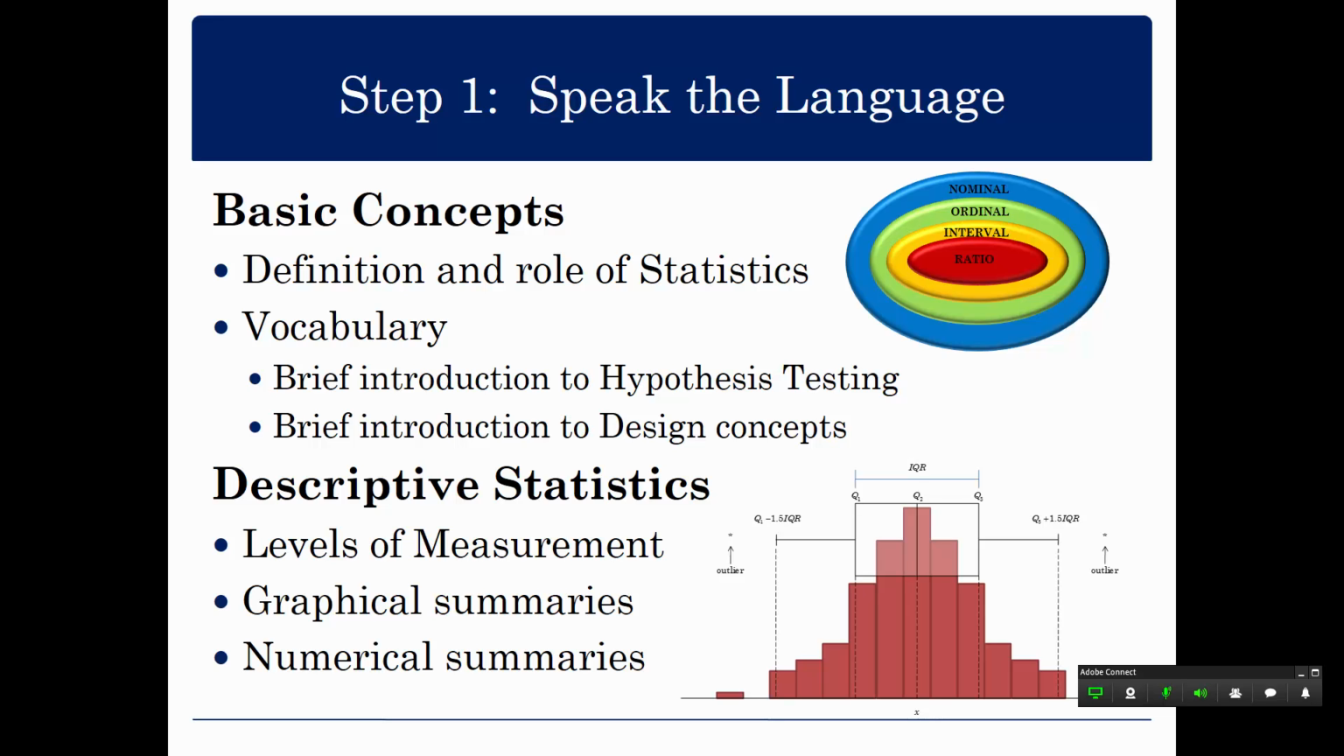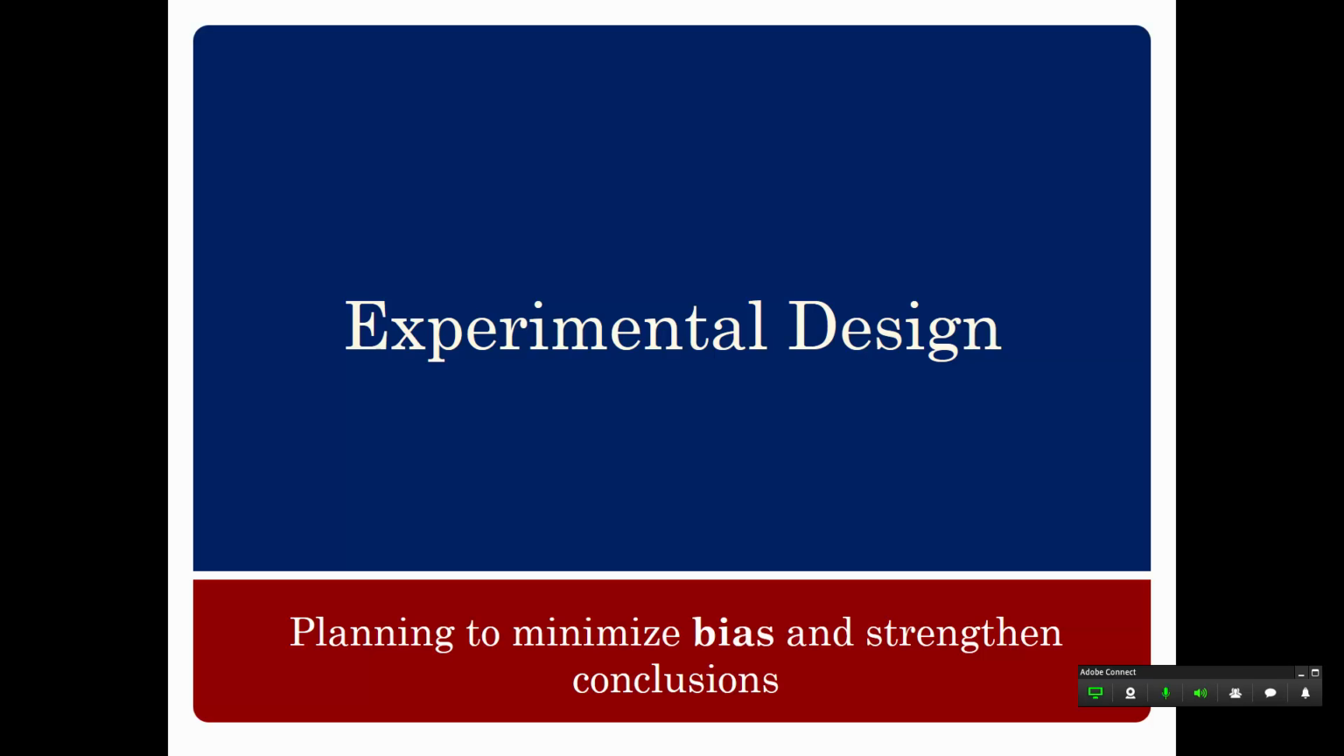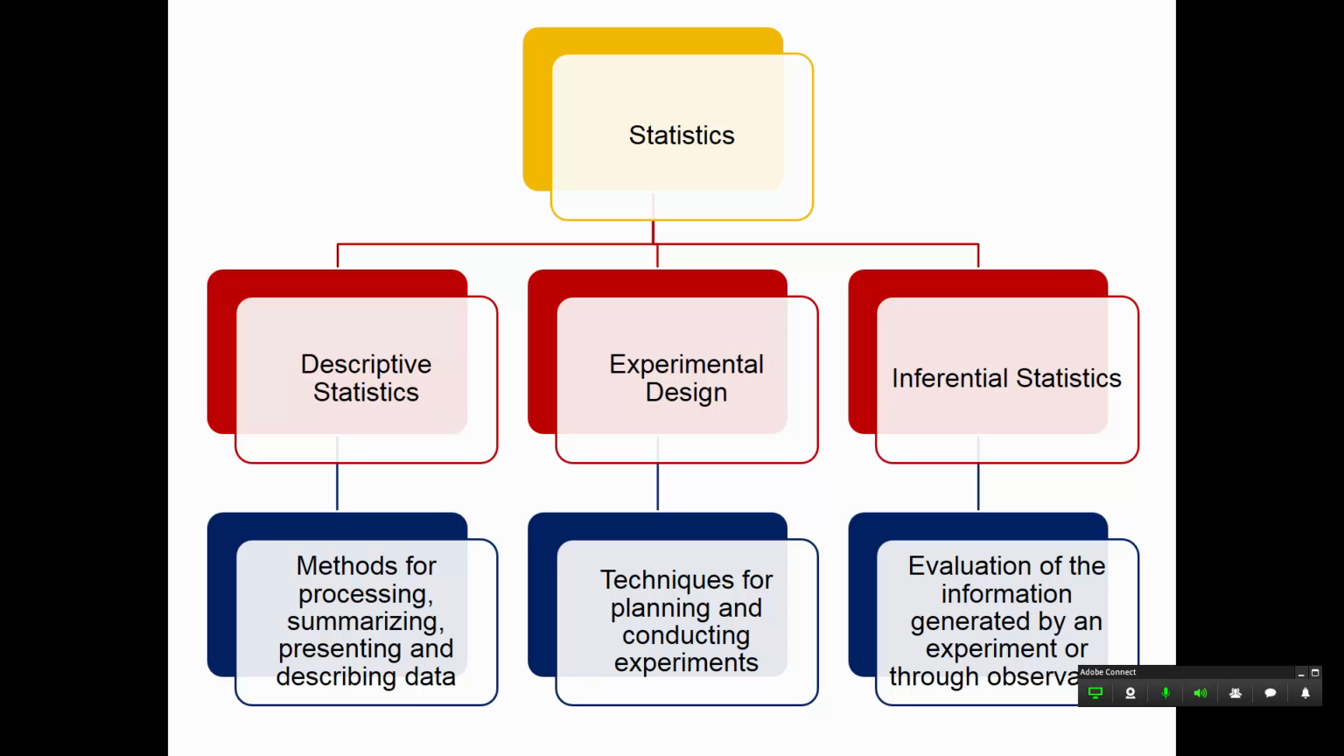Last week we talked about the language of statistics. We covered a little bit of the vocabulary around hypothesis testing and design. We talked about levels of measurement, graphical and numeric summaries. So we focused a little bit on the descriptive statistics aspect. Today we're going to cover that middle, and then the next 2 weeks will be spent on the analytic pieces. Experimental design is focused on planning and conducting studies in a manner that minimizes the impact of bias and therefore strengthens our conclusions.